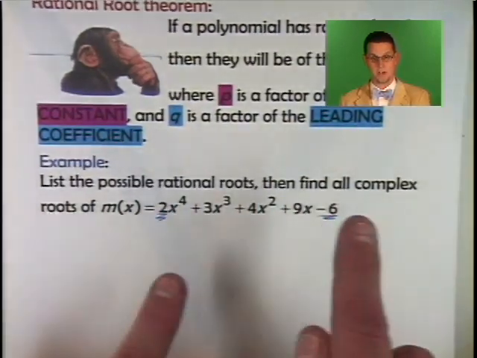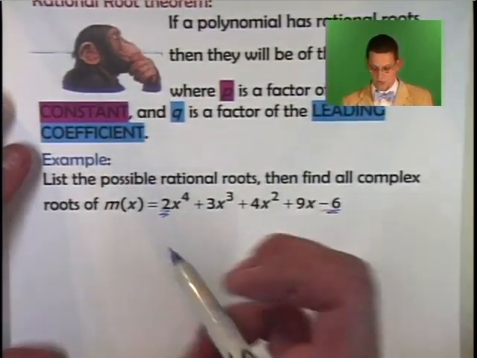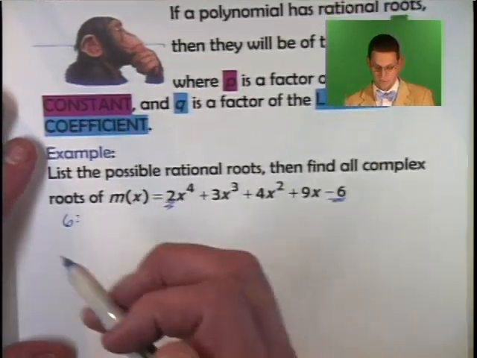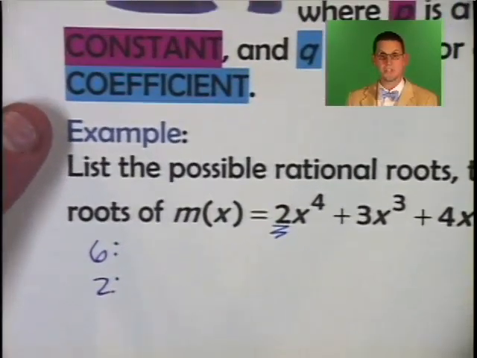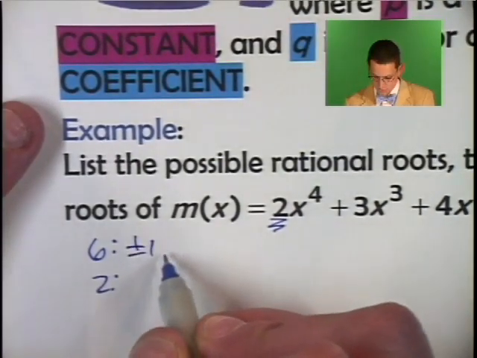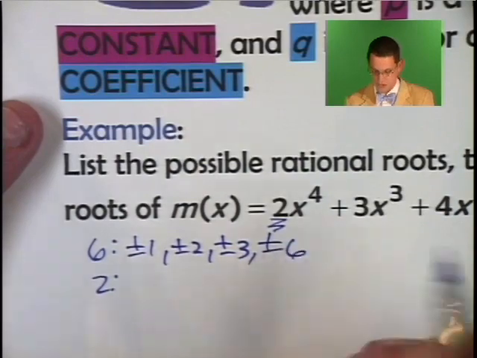It's vice versa. It's constant over coefficient. So if you write them down this way, start with your constant, write it up here as a 6 and put a colon. Then you put your leading coefficient 2 and put a colon. Now what we're going to do is simply list all the factors of 6, including the negative factors: plus or minus 1, plus or minus 2, plus or minus 3, and plus or minus 6.